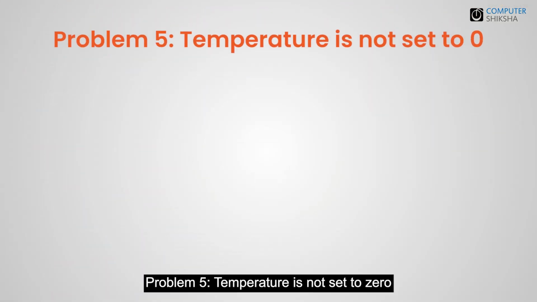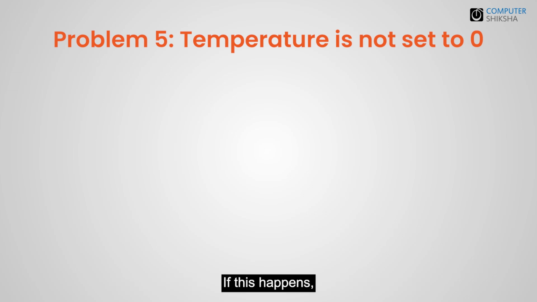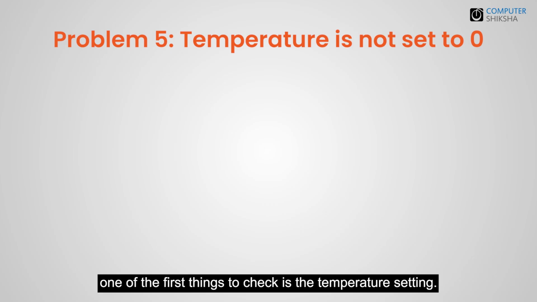Problem 5. Temperature is not set to 0. Students, sometimes AI gives us an answer, but the answer may feel a little strange or confusing. If this happens, one of the first things to check is the temperature setting.